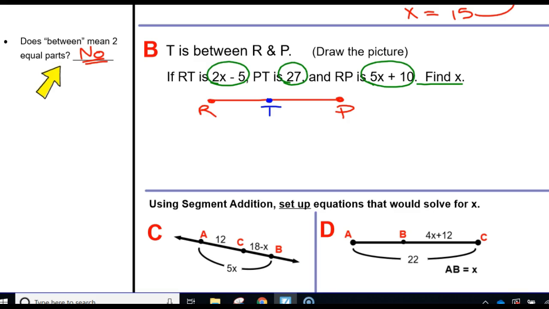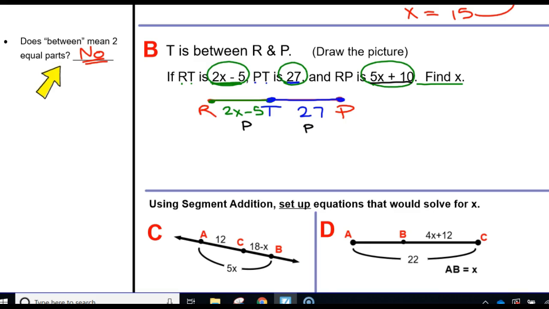So I circled the numbers, and I underlined the question, or what it asks us to do. Now we're going to take those and put them on the picture. 2x minus 5 is going to go between R and T. Here's R, here's T, right there, 2x minus 5. Then I look at the next one, PT. That's 27, between P and T. Here's P, here's T, 27 goes there. Do you notice right now that we have a part and a part, the left side and the right side?